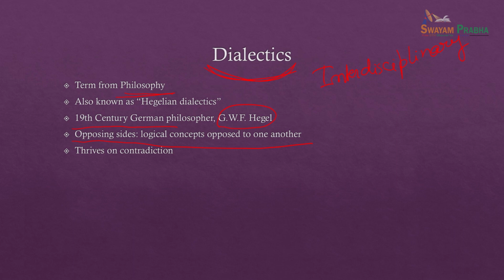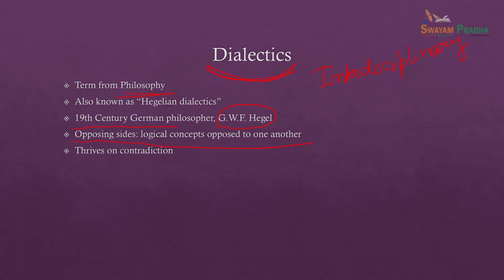So, there is one concept, there is another concept, and they are in opposition. If one concept is here and another concept is somewhere over there, they are not in fact in opposition, because they are not facing each other. In this case, they are definitely in opposition to each other, and this is a part of Hegel's dialectics, and it thrives on contradiction.